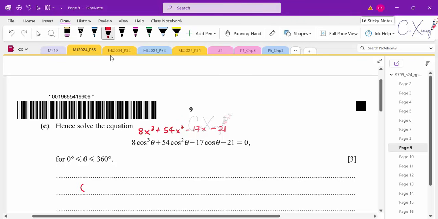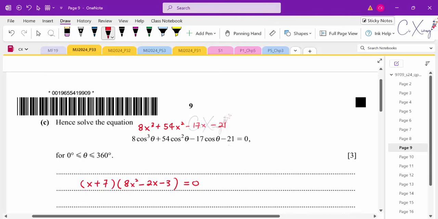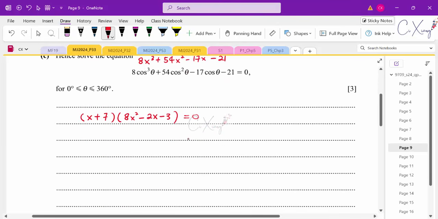By right, I will be having x plus 7, then I'm having 8x squared minus 2x, then minus 3, and equals to 0. But now, because I'm trying to solve this equation, I will replace my x by using cos theta. So I'm having cos theta plus 7, then 8 cos square theta minus 2 cos theta minus 3.